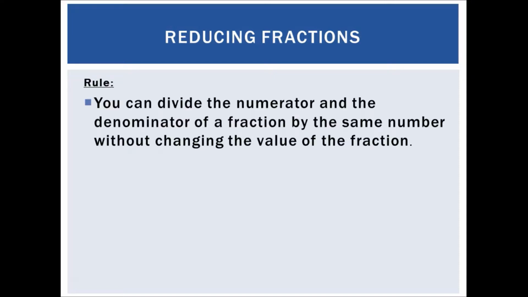One of the rules is that you can divide the numerator and the denominator of a fraction by the same number without changing the value of the fraction. That is very important, that you cannot change the value of the fraction. What does that mean? If I have a over a, it is equal to 1. A represents any number. So if a was equal to 7, 7 over 7 is equal to 1. That's what we are trying to do: simplify fractions by getting the same number in the denominator and numerator. So let's try one.